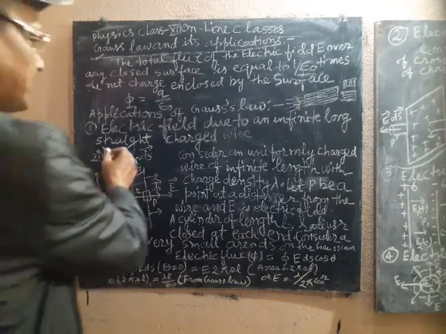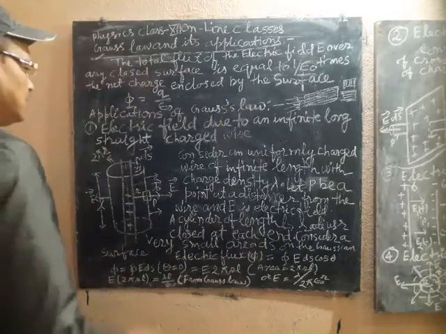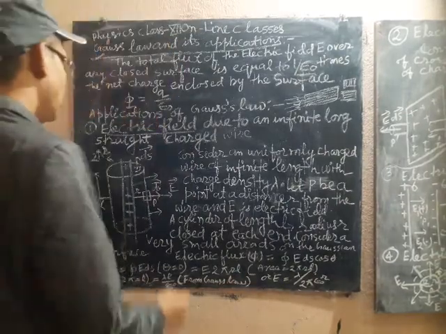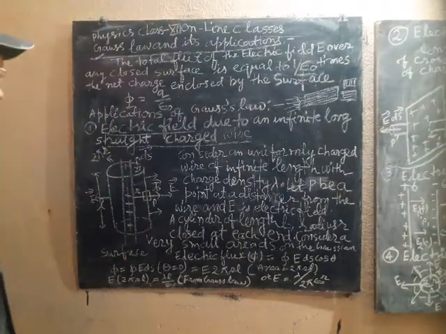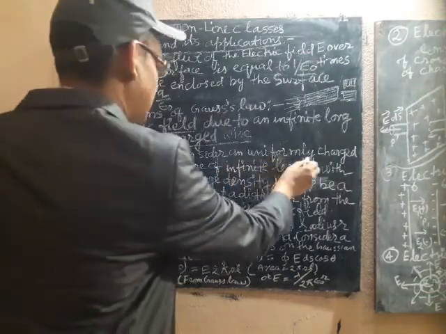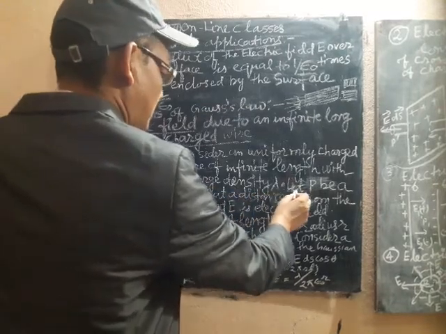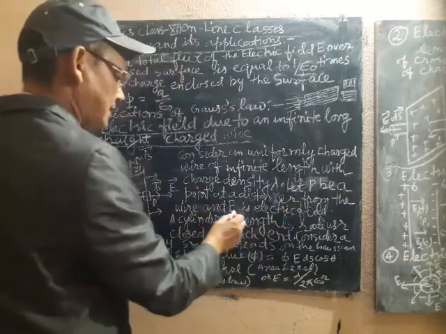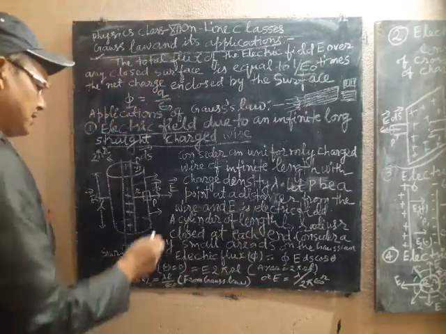First, electric field due to an infinitely long straight charged wire. Consider a uniformly charged wire of infinite length with charge density lambda. Let P be a point at a distance r from the wire and E is the electric field. You are seeing this in the figure.